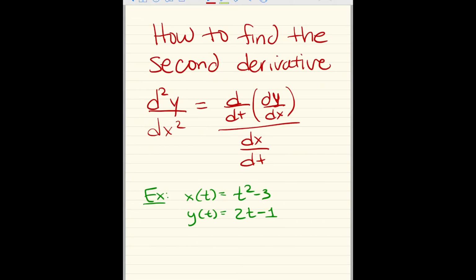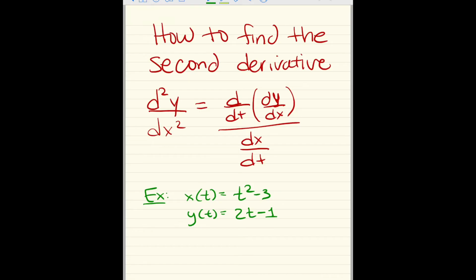How do we find the second derivative? So I'm actually going to show you why this is in a different video. But for now, I just want you to know how to get it. So if you want the proof for this, just watch my other video on proofs of parametric equations. Okay? So how do we do this? This is going to be a little bit different.